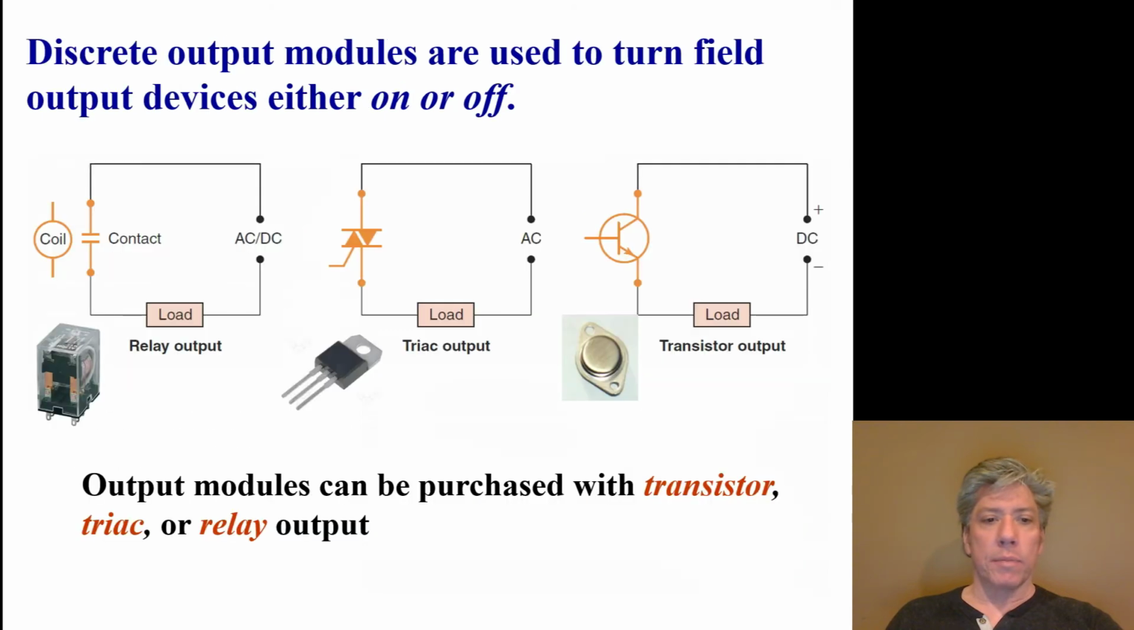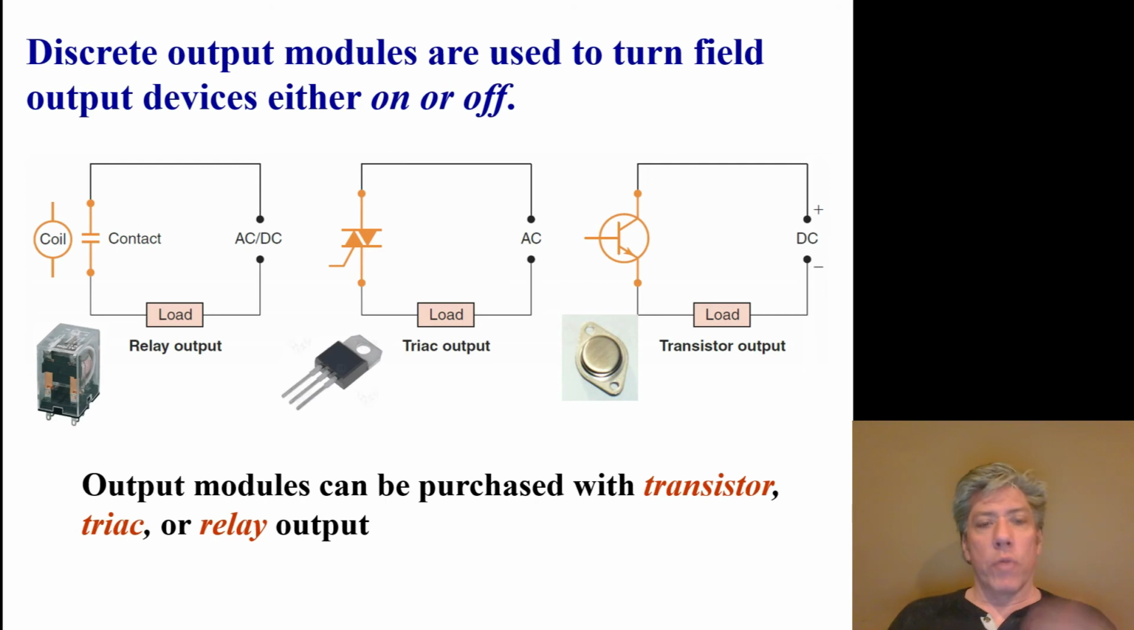Now, there's several different types of devices that can be used for output slices or output points or output cards or modules. Here are the big ones. There's Triac outputs, which we've already seen, and they're useful for switching AC. So if you've got an AC source, a Triac can turn that, it can make connection to the load so that current can flow, or it can break that connection.